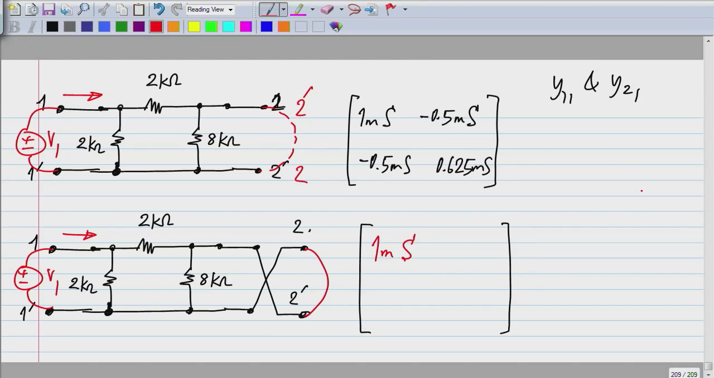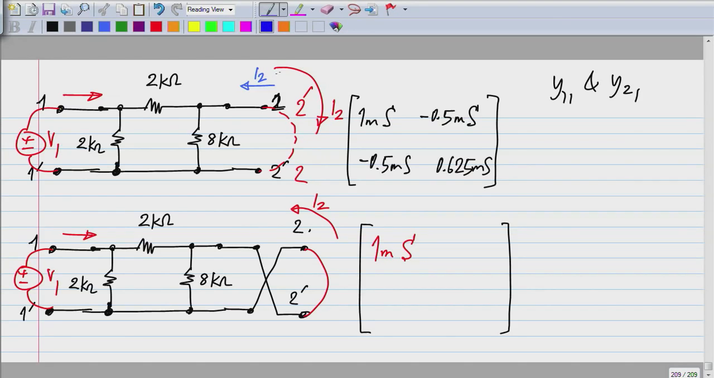Now for y12, sorry, y21, I have to measure I2. Okay, so that is flowing from 2 prime to 2. If you compare to the previous situation, all that has happened is previously I was measuring the current going this way, and now I have to measure the current going that way. Okay, because of the definition of 2 and 2 prime. Okay, the current will be exactly the same because the circuit is exactly the same.